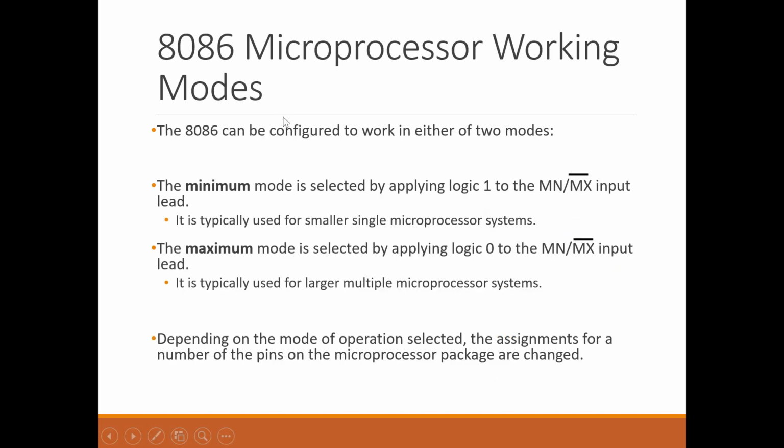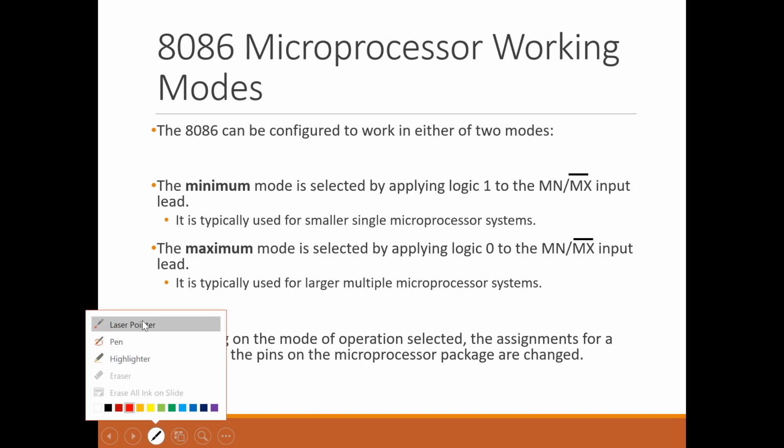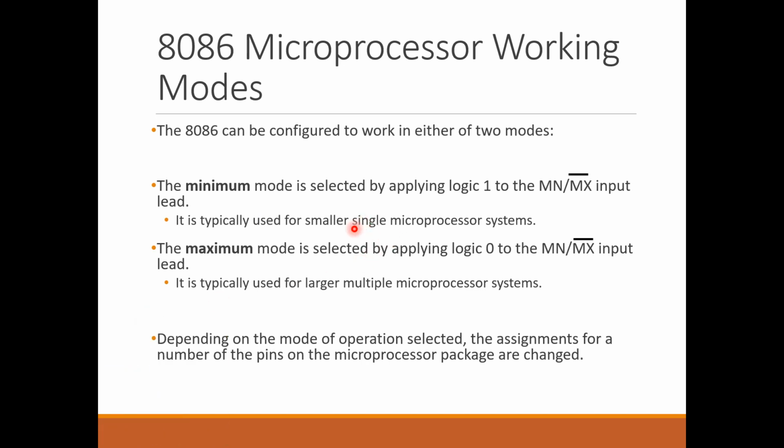It can be said that the 8086 microprocessor can work in two modes, and they are minimum mode and maximum mode. The minimum mode is used when the microprocessor is working in a single processing environment, or when only a single processor is inside the computer, or only one microprocessor performs all the tasks inside that computing system.